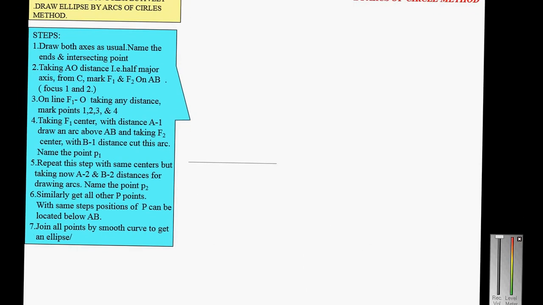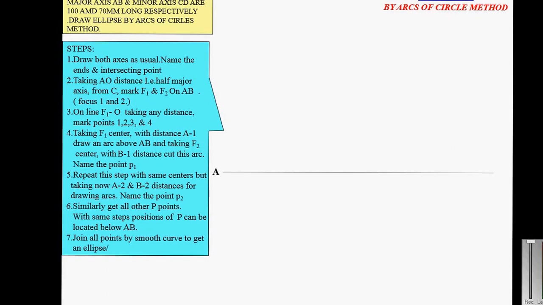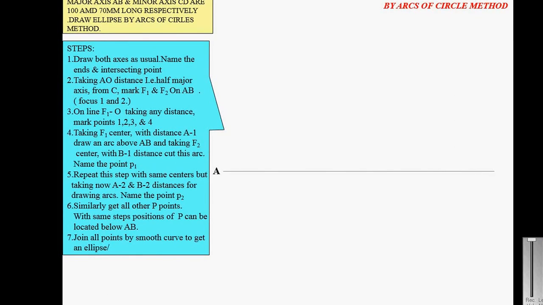And next is the arcs of circles method, and given the major axis is 100 mm and the minor axis is 70 mm.